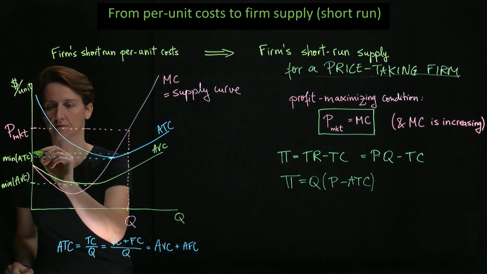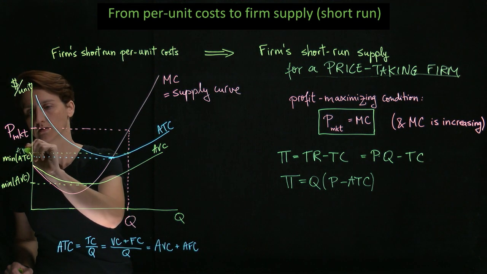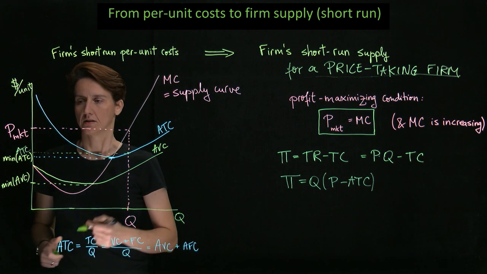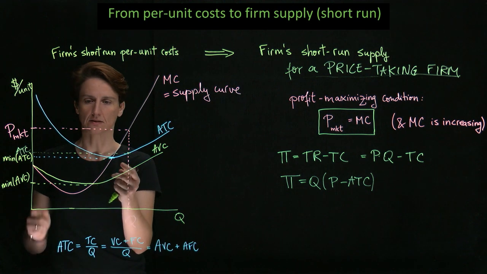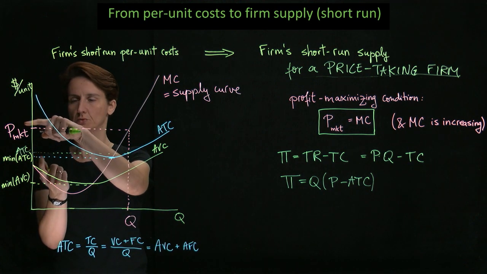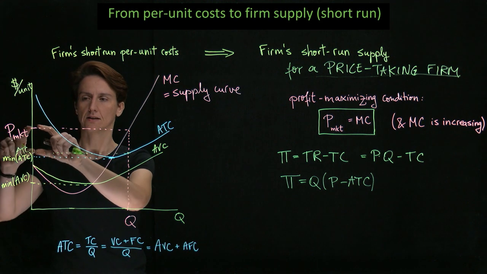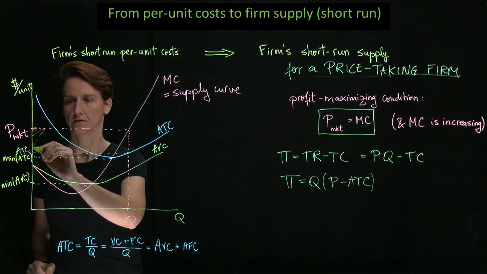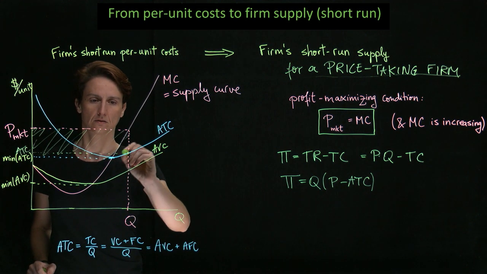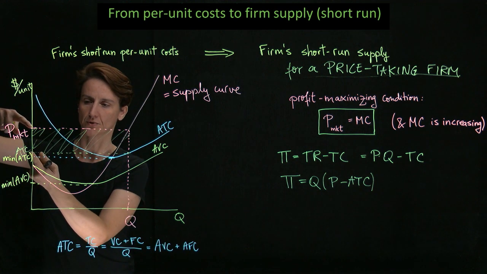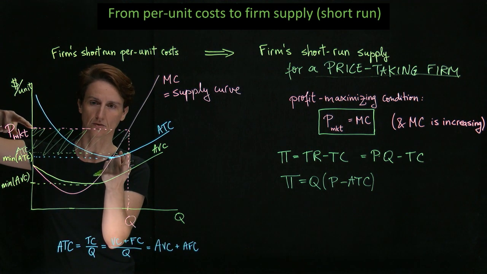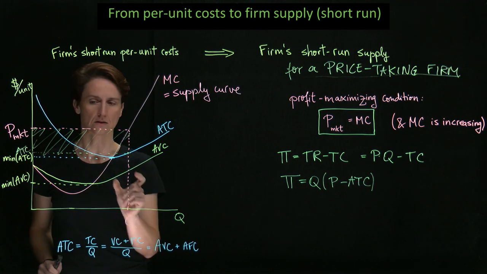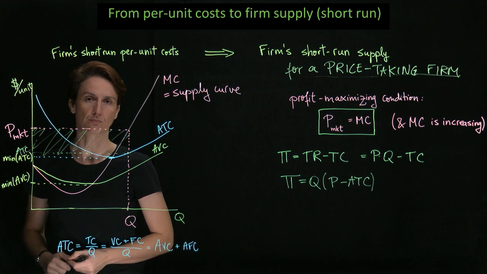So if this is average total cost at output level Q, then since profit is the product of Q times the difference between price and average total cost, it will simply equal the area of this rectangle. So this rectangle from price to the average total cost at that level times Q is going to tell us what the firm's profit level is.